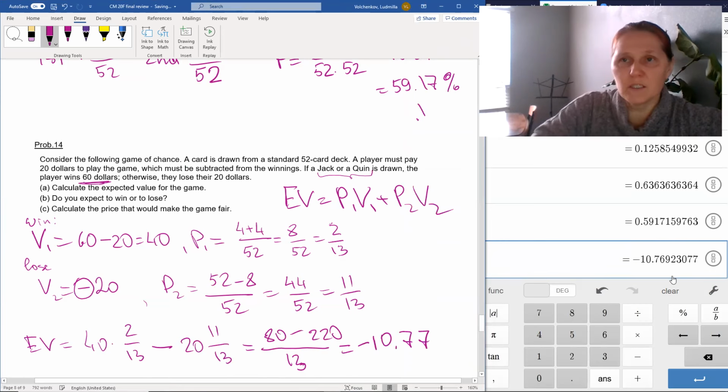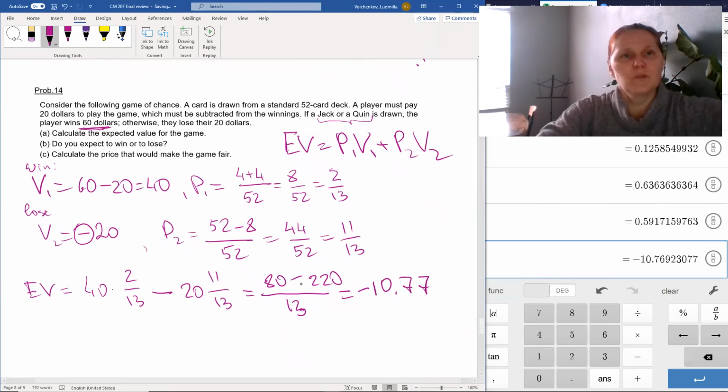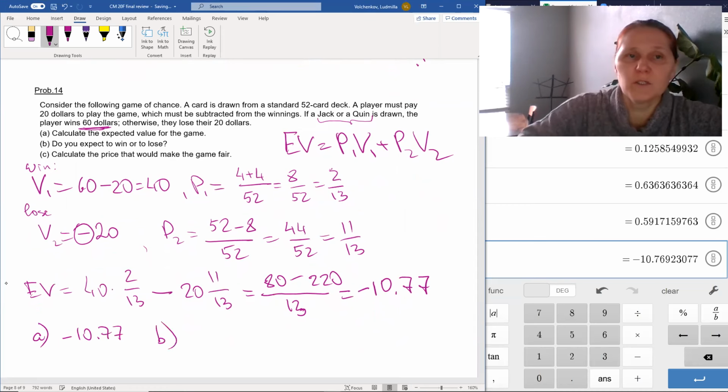10.77. The next digit is 9, so we round up. So $10.77. You'll have 3 questions here. First, calculate the expected value. It is negative 10.77. Second, do you expect to win or to lose? It is negative, which means you lose by this condition. You expect to lose. And let's calculate the price that would make the game fair.